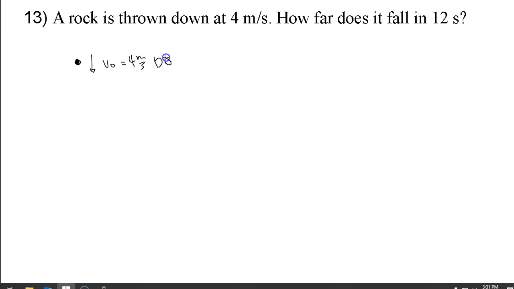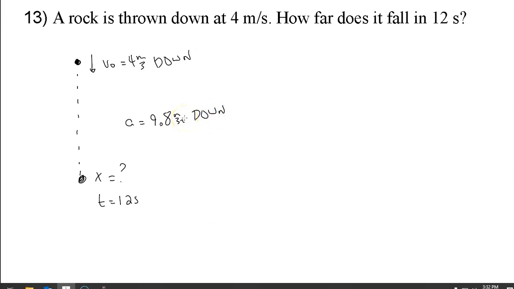Trick to getting this right would be to get all your signs right. How far does it fall? X equals question mark in 12 seconds. Now, that's only 3 numbers, and you know you got to have 4. But presumably we're on Earth here, so I'm going to put 9.8 meters per second squared here, the acceleration due to gravity on Earth.